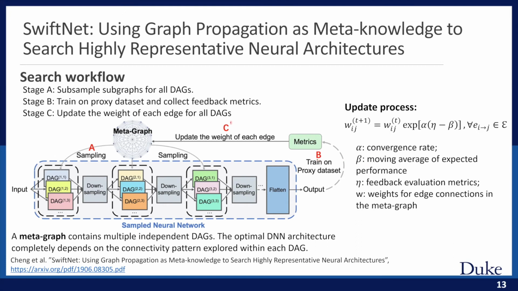Finally, the mentor graph accumulates knowledge by following this update process. Here we use W to denote edge connections in the mentor graph, and use alpha, beta, and eta as hyperparameters to control the mentor graph learning process. As you can see, we learn this mentor graph, and that concludes the workflow of SwiftNet.